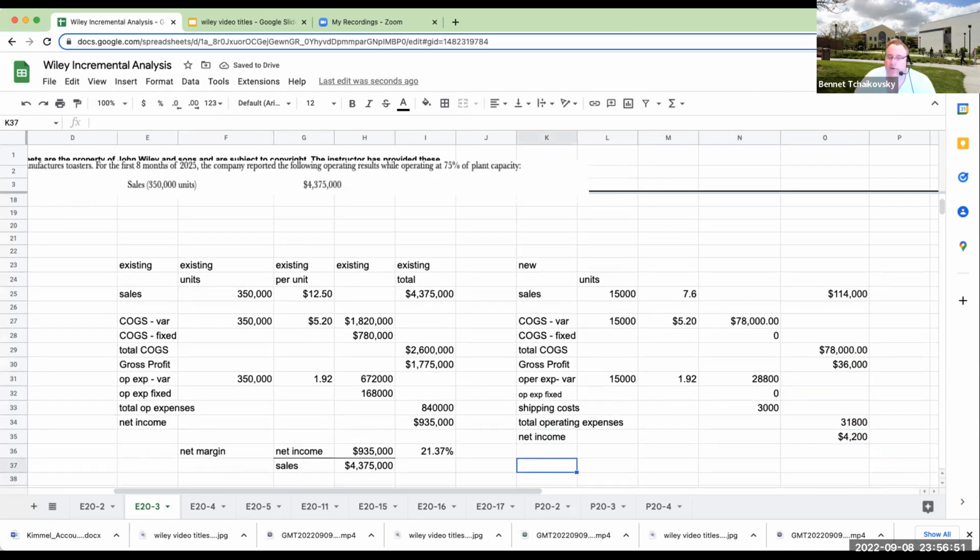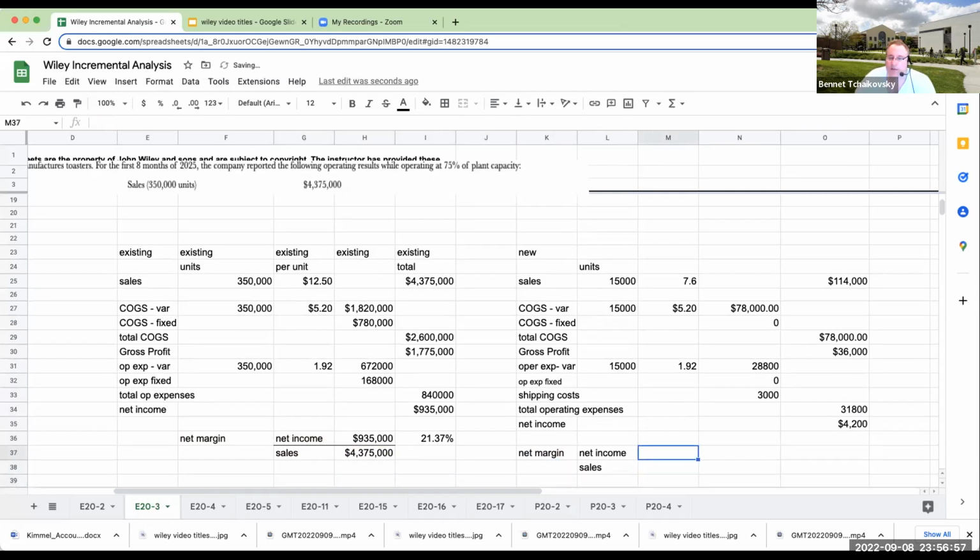Let's go ahead and take a look at our net margin. Our net margin is going to be our net income divided by our sales. So this is going to be 4,200 divided by 114,000. And when we look at this over here, this is about 3%.